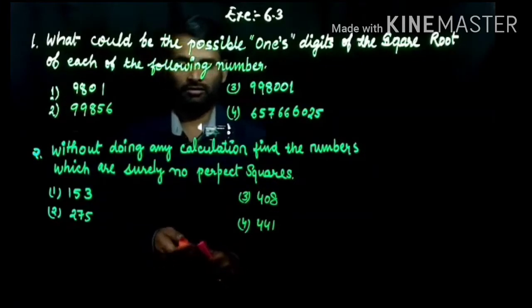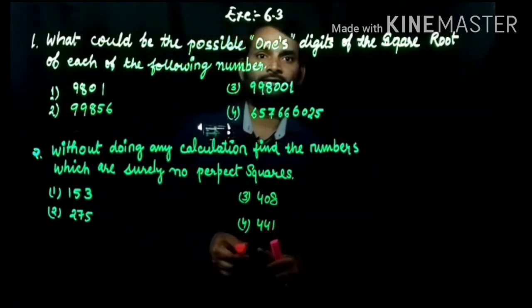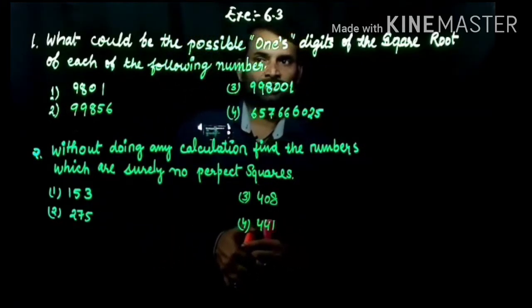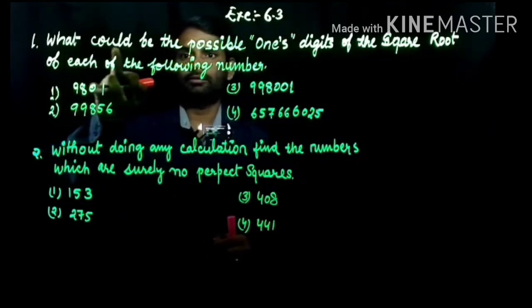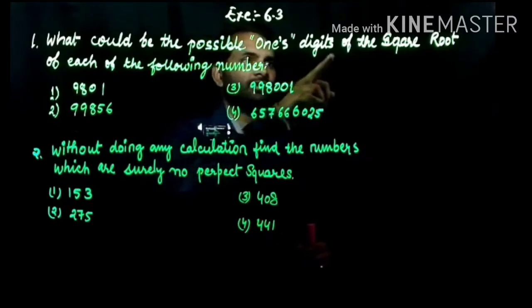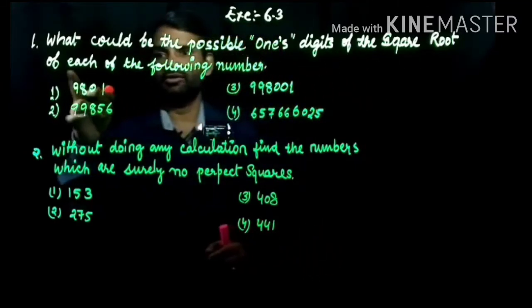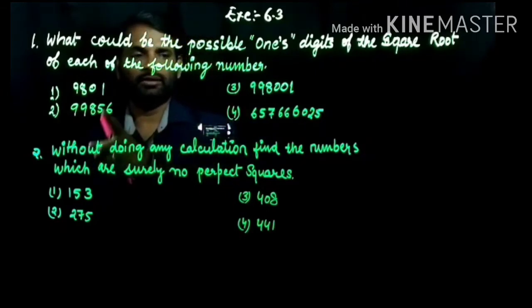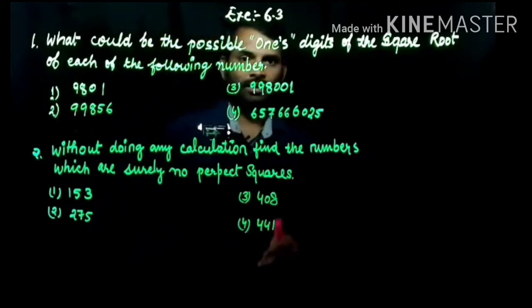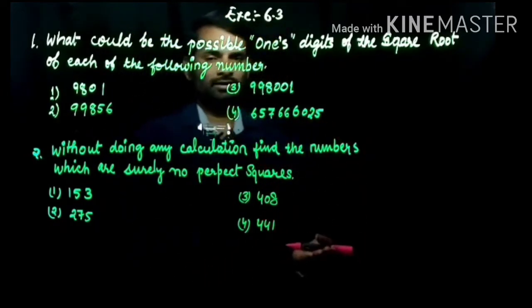The first question, the exercise is related to the chapter square and square root. The first question: what could be the possible ones digit of the square root of each of the following numbers? They gave four numbers, and you find the unit digit, your ones digit, of the square.